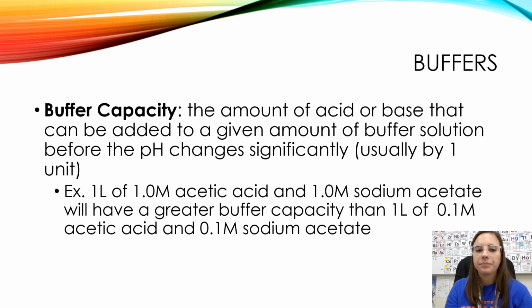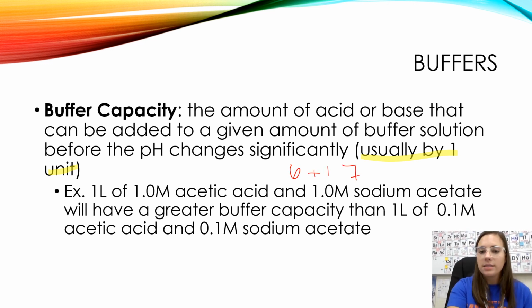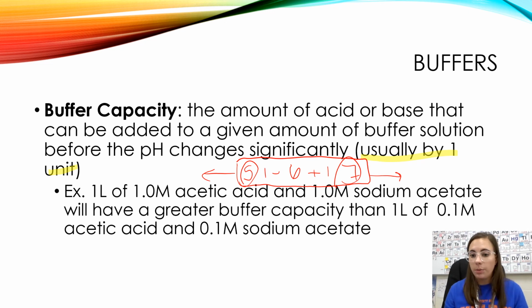So I've been mentioning this idea of a buffer capacity, and this is the last thing for this lesson. So the buffer capacity is the actual amount of acid or base that can be added to a buffer before the pH changes significantly. And typically we define a significant change as by 1 unit. So what I mean by that is if our starting pH was 6, if I go past 7, or if I go past 5. So within plus or minus 1, I'm within my capacity. If I go beyond that, either way, I have broken the buffer capacity.